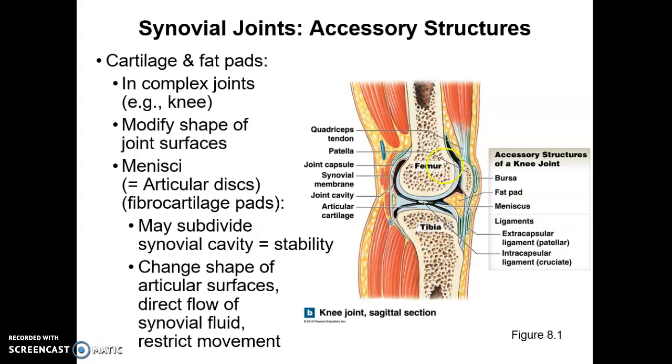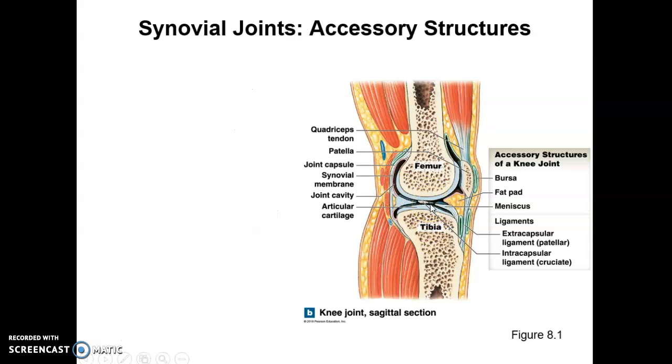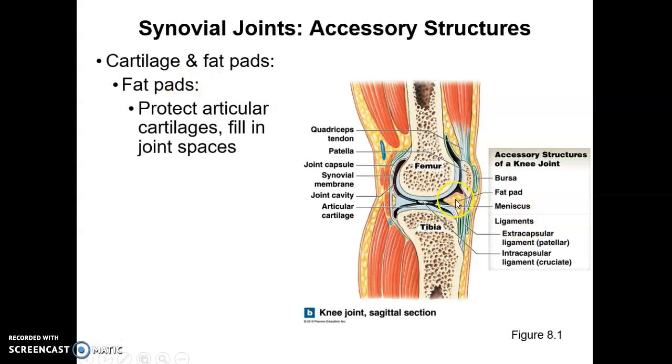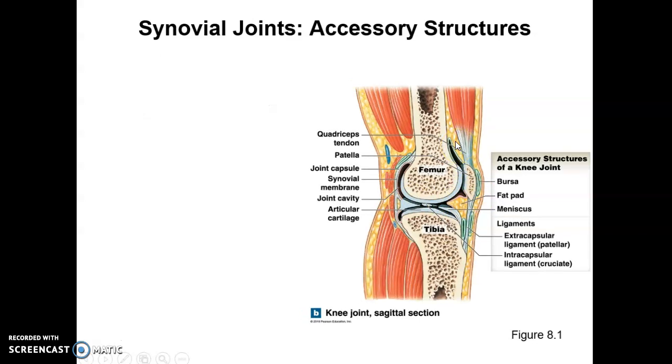And with movement, they adjust the shape of the articular surfaces as they move, helping to direct the flow of the fluid and giving the knee stability and structural integrity as it moves, bends in this case. So the fat pads that you see here, one a little bit anterior, a little bit posterior, they help protect and cushion the cartilages and help fill in spaces, cavities around the joint.